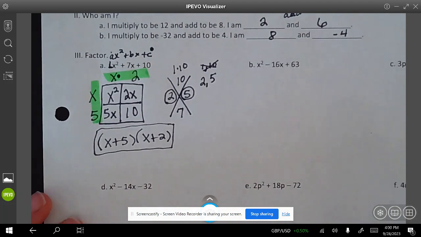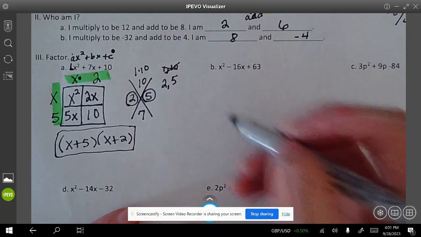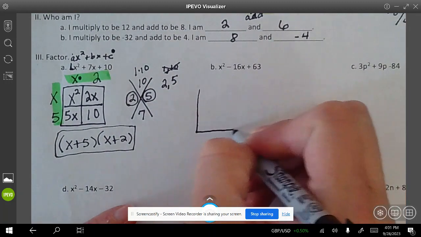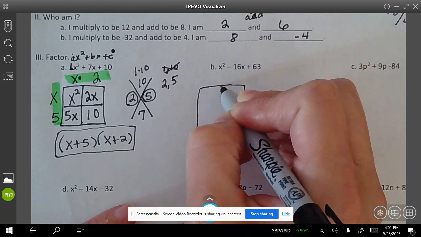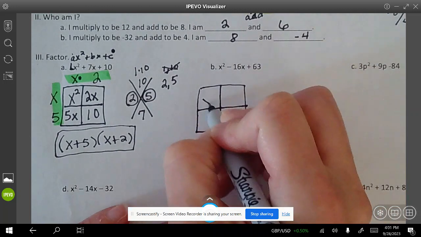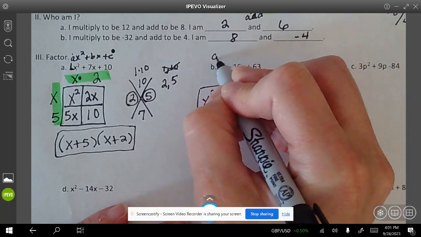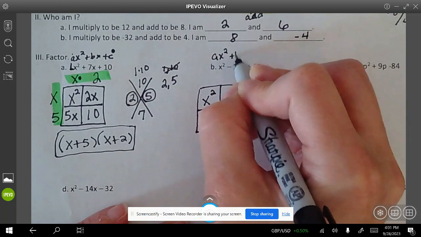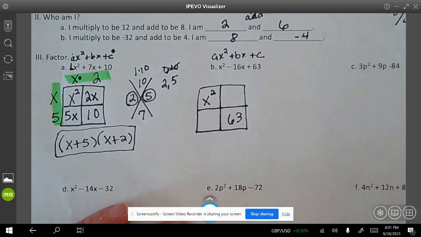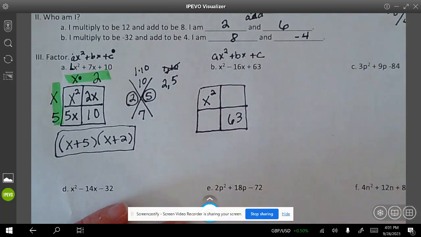Okay, let's look at B. We're going to draw the box to start with. We're going to put our bookends where they're supposed to be. So we've got an x squared and a 63. And again, you're in ax squared plus bx plus c form, but our a here is 1. Remember, if there's nothing in front of the x squared, it's understood to have a 1 there.